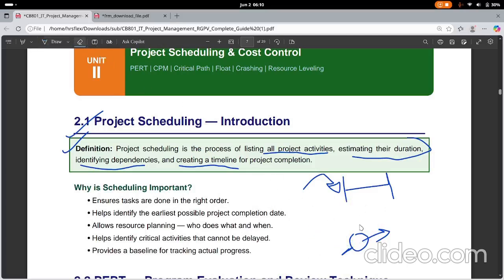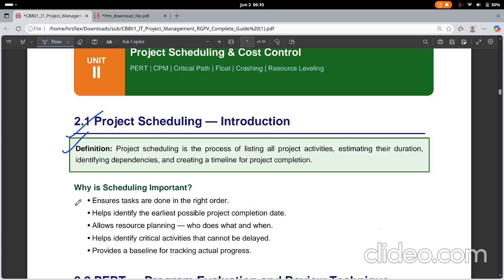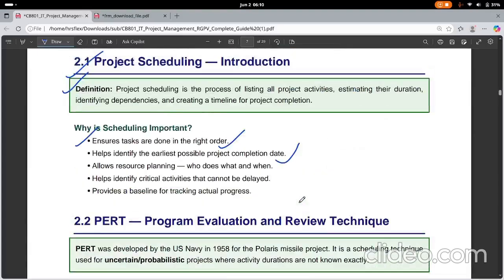Okay, we discussed it. Now, why is scheduling important? Scheduling ensures the tasks will be done in the right order. It helps us identify the possible project completion date so that we don't have to worry. It allows resource planning, and helps identify critical activities that can't be delayed. It provides a baseline for tracking actual progress. So these are the things required for project scheduling.